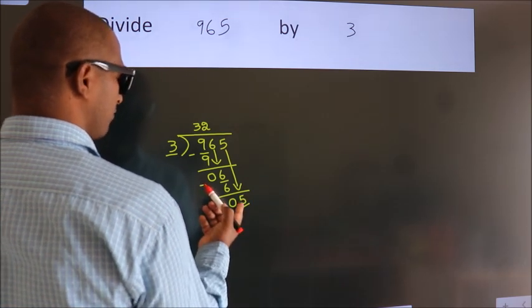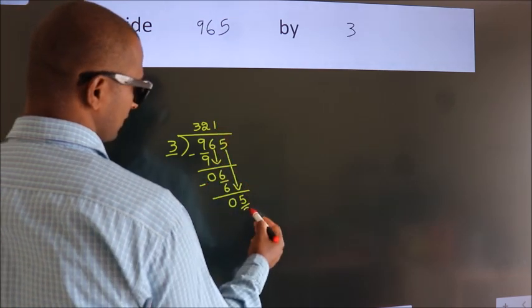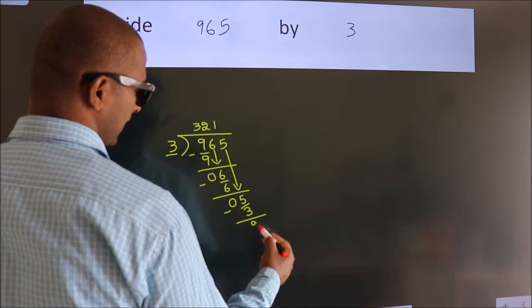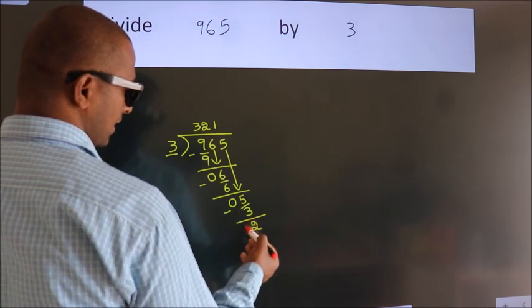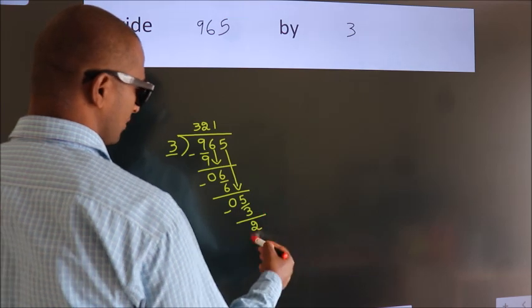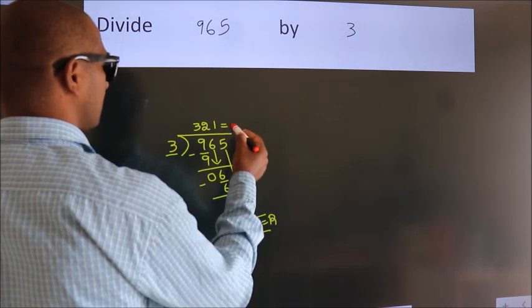A number close to 5 in 3 table is 3 ones, 3. Now we subtract, we get 2. After this, no more numbers to bring down. So we stop here. This is our remainder. This is our quotient.